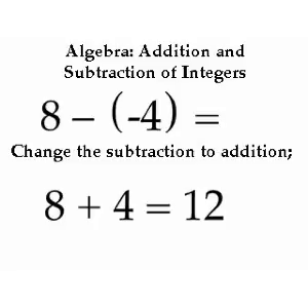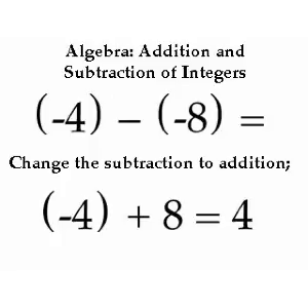The next one we have is 8 minus a negative 4. So we change the subtraction to addition and change the sign on the second number, and we will end up having 8 plus 4, which will give us 12.